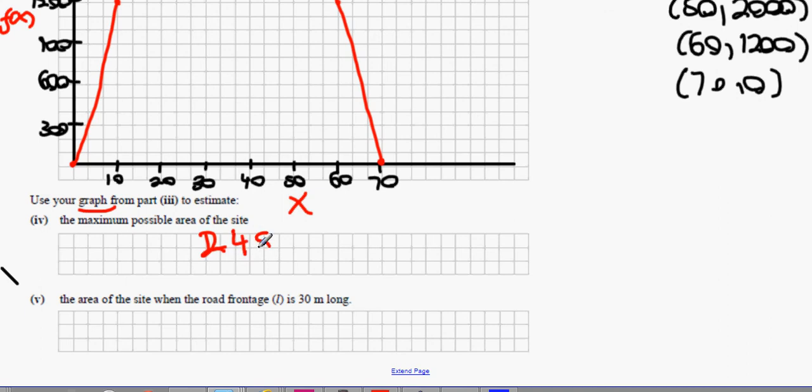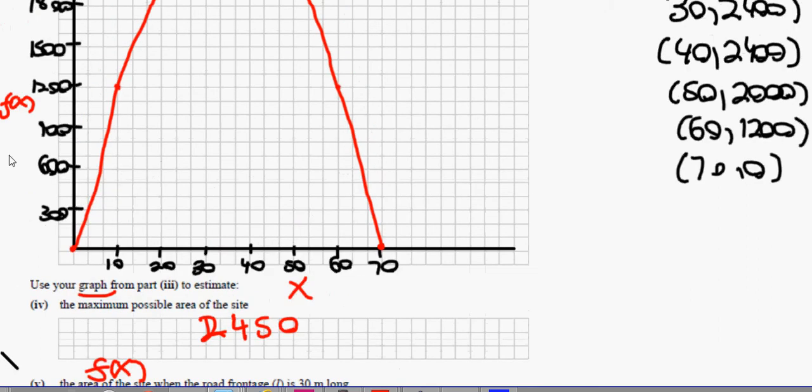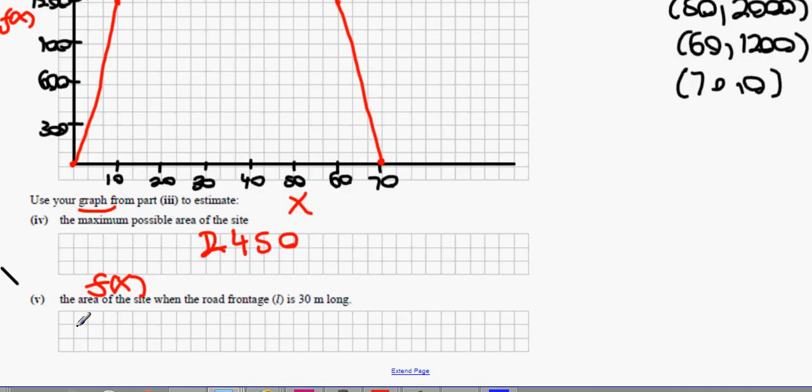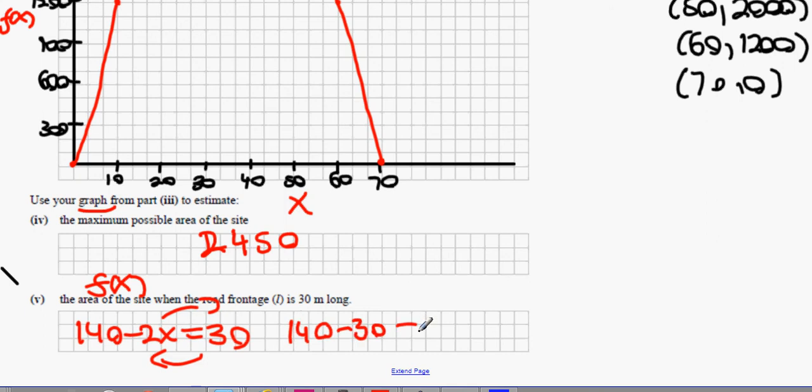Now it says find the area of the site. The area of the site is f of x. The area of the site when the road frontage is 30 meters long. The road frontage is 140 minus 2x. So this means 140 minus 2x equals 30. This means bring 2x over one side, 30 over the other side, and we're going to get 140 minus 30 equals 2x. And this means that 2x equals 110. X equals 55 meters.